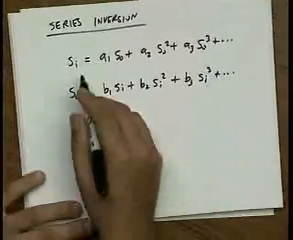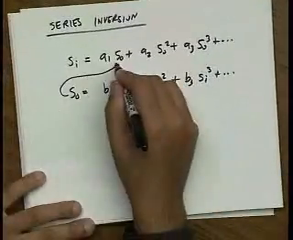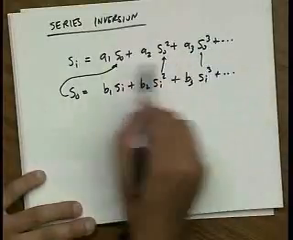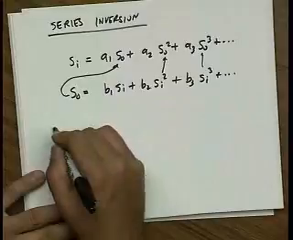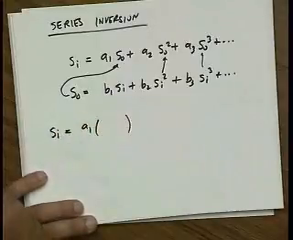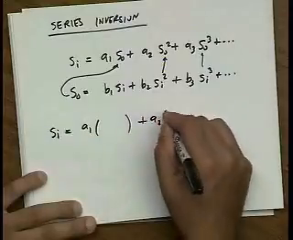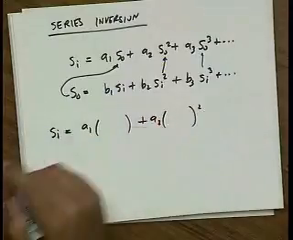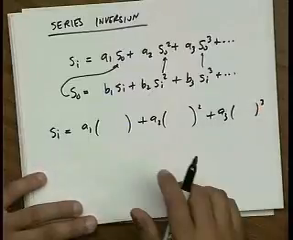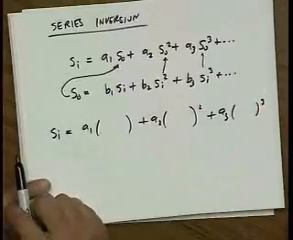What I can do is I can now just plug this in to this equation and make sure that the equation is satisfied. So I just say that S input is A1 times this whole expression plus A2 times this whole expression squared plus A3 times this whole expression cubed, right? And then I just need to make sure that the equation is satisfied.